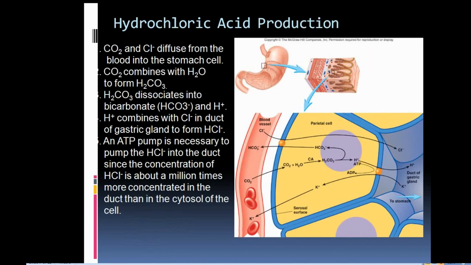The CO2 and chloride diffuse from the blood into the stomach cell. The CO2 combines with H2O to form H2CO3. This H2CO3 dissociates into bicarbonate and hydrogen ions. The hydrogen combines with chloride in the duct of the gastric lumen to form HCl. An ATP pump is necessary to pump the HCl into the duct, since the concentration of HCl is about 1,000,000 times higher in the duct than in the cytosol of the cell.